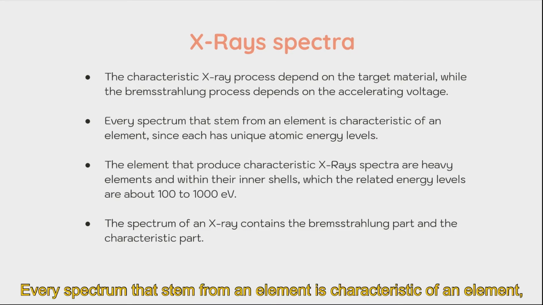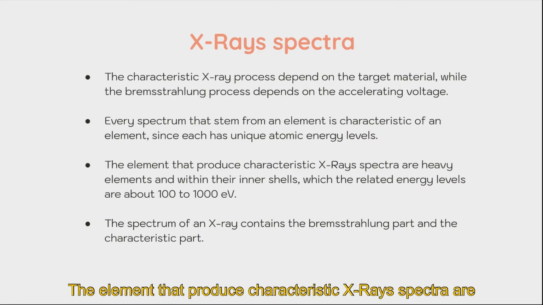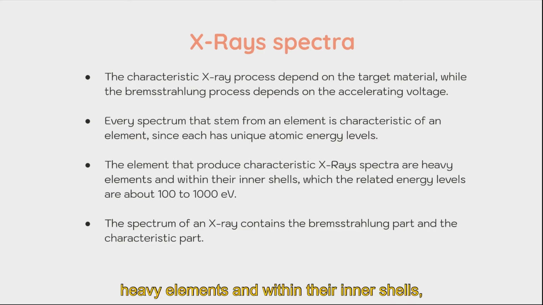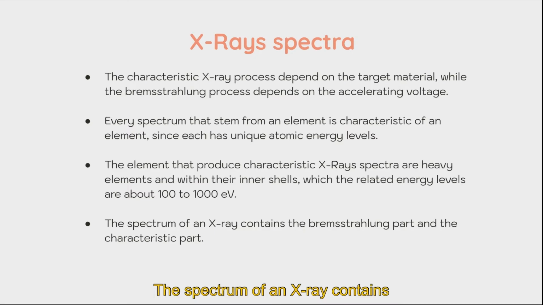Every spectrum that stems from an element is characteristic of that element, since each has unique atomic energy levels. The elements that produce characteristic X-ray spectra are heavy elements, and within their inner shells the related energy levels are about 100 to 1000 eV. The spectrum of an X-ray contains the Bremsstrahlung part and the characteristic part.